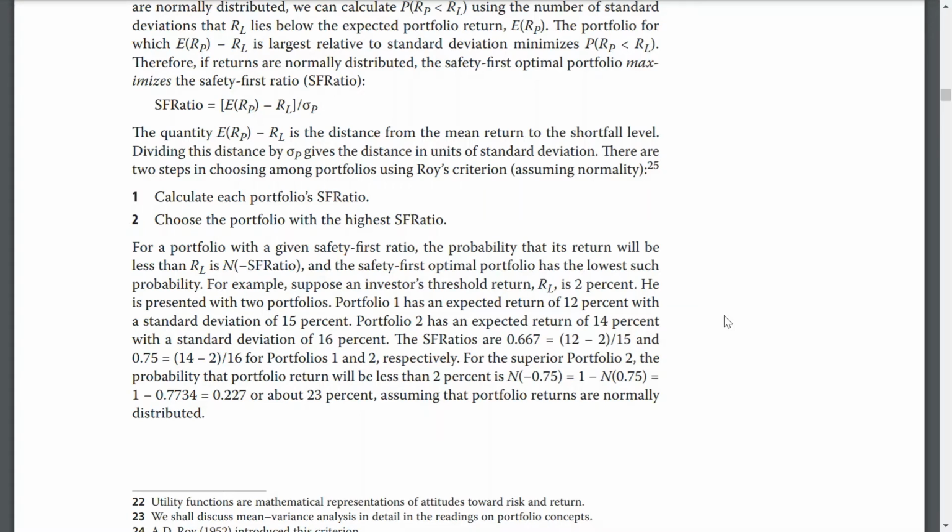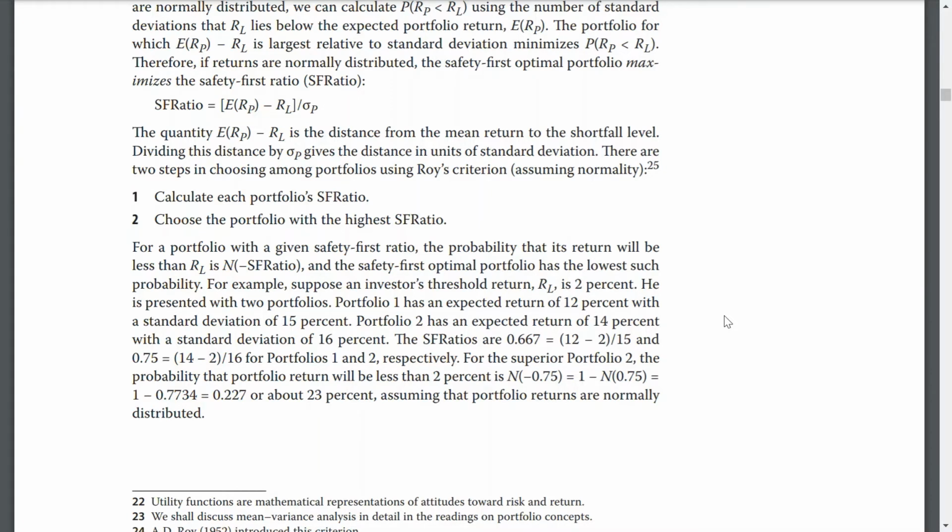There are 2 steps in choosing among portfolios using Roy's criterion, assuming normality. First, calculate each portfolio's SFR, or safety first ratio. Second, choose the portfolio with the highest safety first ratio. For a portfolio with a given safety first ratio, the probability that its returns will be less than RL is N of negative the safety first ratio, and the safety first optimal portfolio has the lowest such probability.